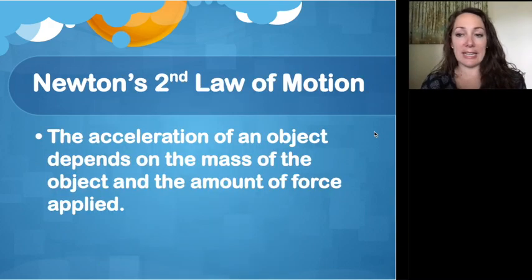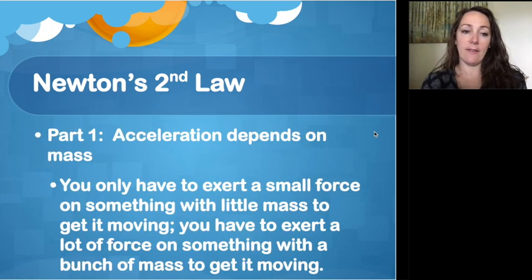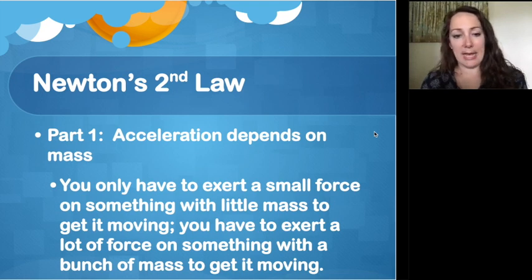All right, so Newton's second law of motion. The acceleration of an object depends on the mass of the object and the amount of force that is applied. So let's break this law down. Part 1 of Newton's second law says acceleration depends on mass.